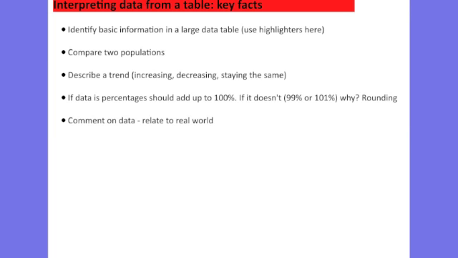If the data is presented in percentages, it should add up to 100%. If it doesn't and adds up to 99% or 101%, you may be asked why. The simple reason for this is rounding. Once you've identified data from the table, you may be asked to comment on this data. To do this, you need to relate the data to the real world. So at this point, you need to use your general knowledge of things happening as to why the data might be showing an increase, a decrease, or staying the same.